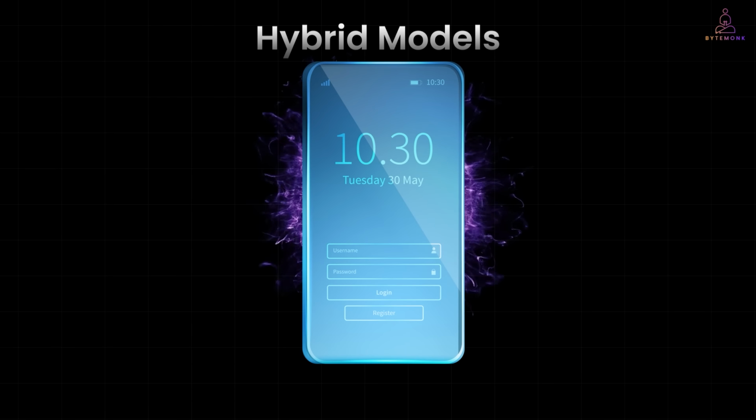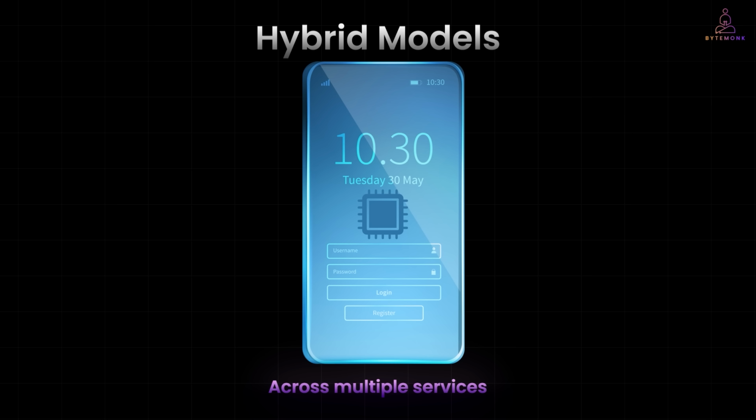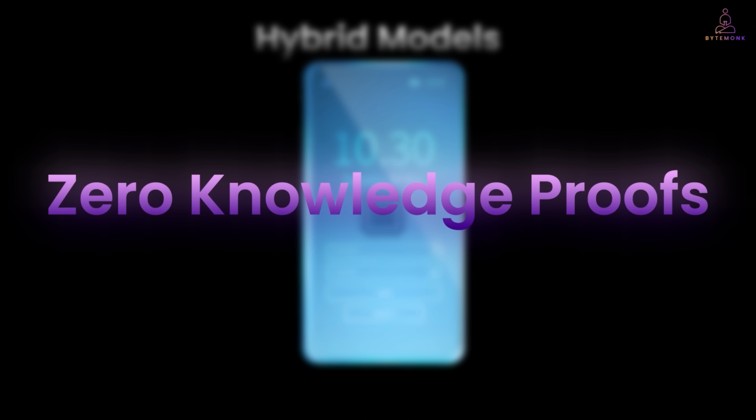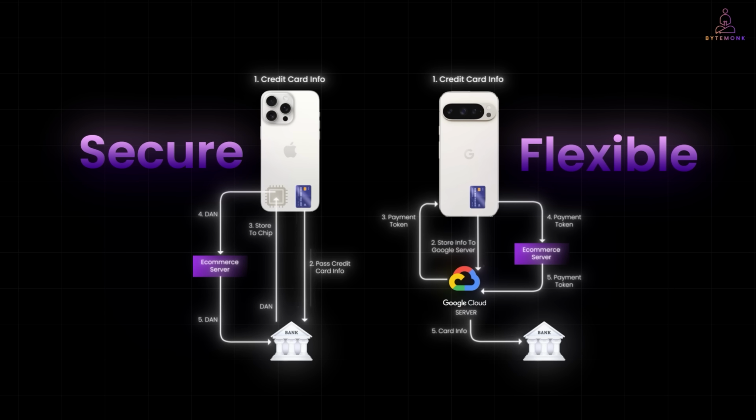But looking ahead, we'll likely see hybrid models emerging. Imagine a system where your sensitive data stays locked on your device, but you can still prove it's valid across multiple services without ever revealing the actual data. Technologies like zero-knowledge proofs are making that possible, paving the way for a system that's as secure as Apple Pay but as flexible as Google Pay, without needing to blindly trust any central authority. And that is the future of digital payments.